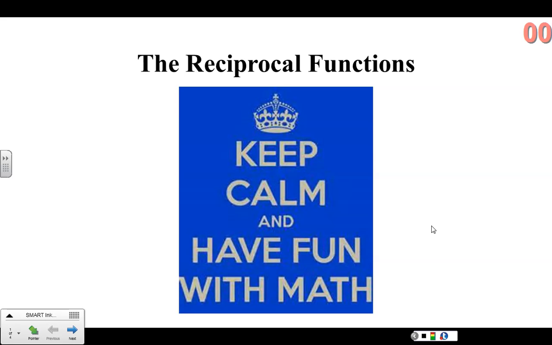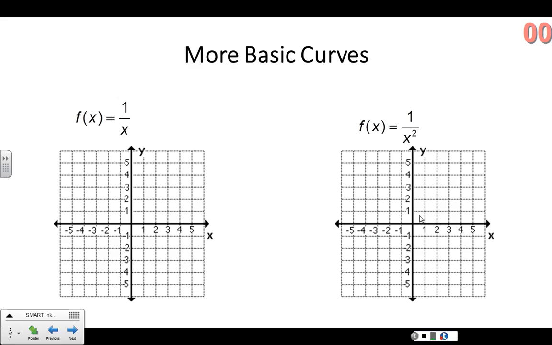This video is talking about rational functions. We're going to talk about a couple of basic curves to start off with, the reciprocal functions. Two basic curves I want you to memorize are the graph of f of x equals 1 over x and f of x equals 1 over x squared.